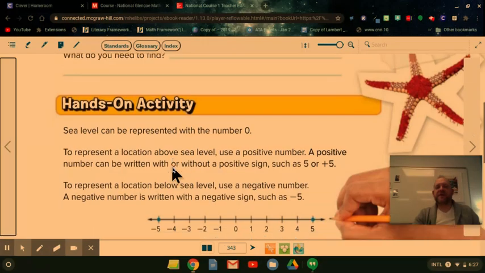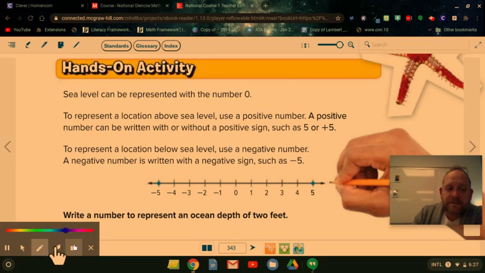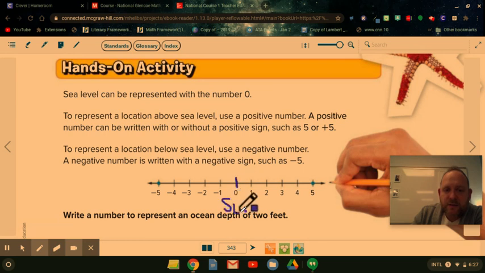So here we go. This says sea level can be represented with the number 0. Okay, so to represent a location above sea level, I would use a positive number. That kind of makes sense. A positive number can be written with or without a positive sign, such as 5 or plus 5. So if I were to do that, I could write this as sea level. I'm not going to write that whole thing out, but this would be sea level. This would be above. Over here it says above sea level. So this would be our positive values.